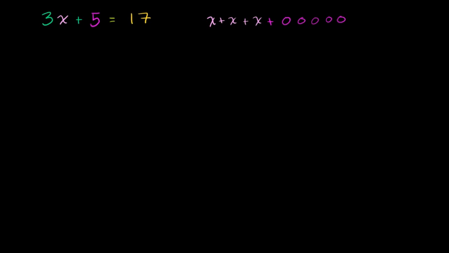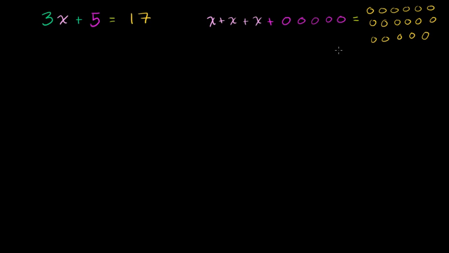This is equal to 17. So let me write the equal sign. Now let me draw 17 objects here. So 1, 2, 3, 4, 5, 6, 7, 8, 9, 10, 11, 12, 13, 14, 15, 16, 17. Now, these two things are equal. So anything you do to this side, you'd have to do to that side. If we were to get rid of one object here, you'd want to get rid of one object there in order for the equality to still be true.